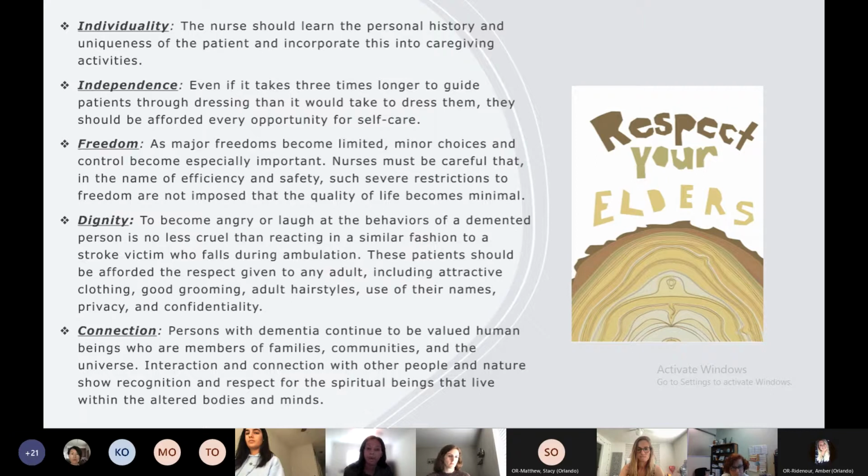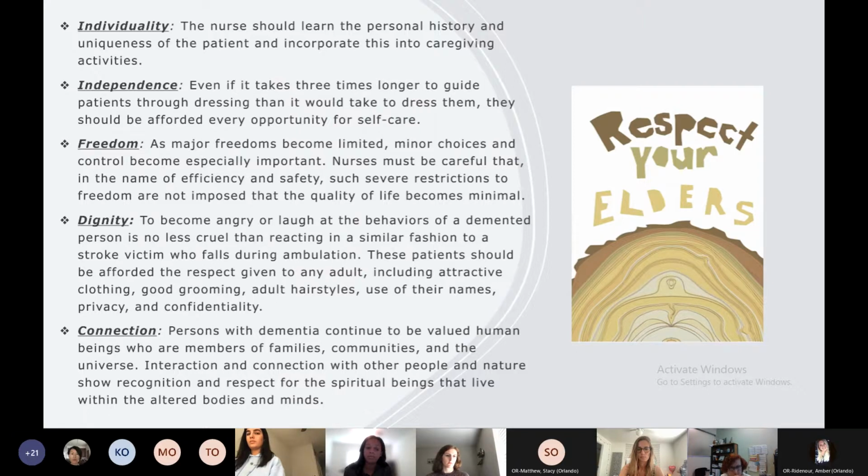We should also remember that they're people too, so we want to dress them in attractive clothing and give them the option to pick out their clothes. They still have a personality. We want to give them good grooming, give them adult hairstyles, and keep up with the grooming of their hairstyles. In the nursing home, people would come in and give haircuts and keep up their upkeep. We want to address the patient by name, and also maintain their confidentiality and privacy altogether.